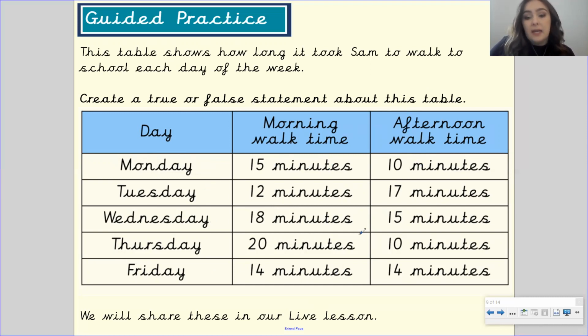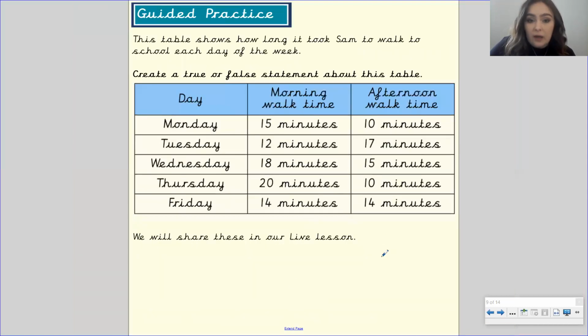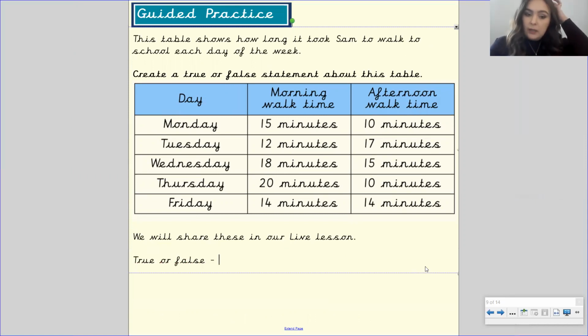On Wednesday, it was 18 minutes in the morning and 15 minutes in the afternoon. On Thursday, it was 20 minutes in the morning, 10 minutes in the afternoon. And on Friday, it was 14 minutes in the morning and 14 minutes in the afternoon. Now, what we'll do is we'll share some of these in our live session, but what I want you to have a think about is some true or false statements that you could write. So, for example, you could write something like true or false.